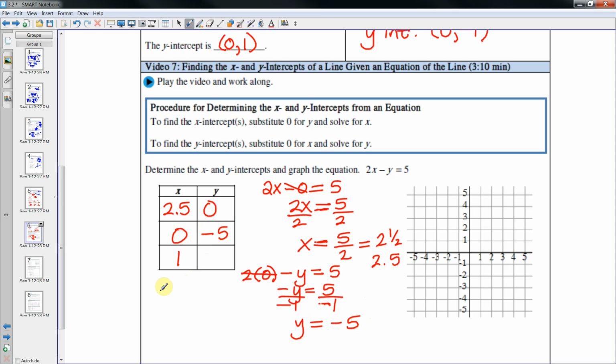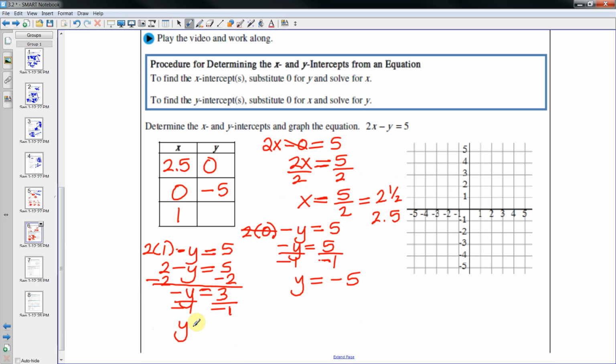And then I've got an extra point, it's a checkpoint really. So I'm going to put in a 1 for my x, so 2 times 1 minus y equals 5. So 2 minus y equals 5. I need to subtract 2 from both sides. So -y equals 3. And then divide by our -1. So y equals -3. So that's just our checkpoint to make sure we're really in line.